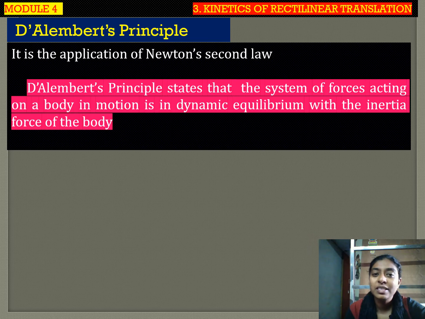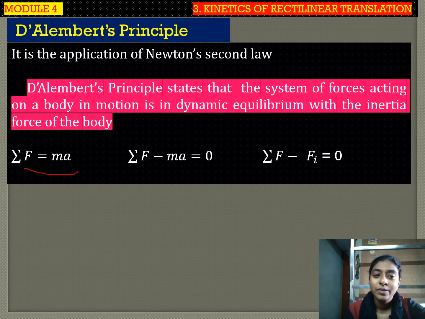So, the system of forces acting on a body in motion, that is, we know how to draw the free body diagram and what forces will be acting on the body. We know all the external forces. When a body is in motion, what are the external forces that will be acting on the body? The normal force, the frictional force, etc. Now, these forces together are called the system of forces acting on a body in motion. And if these forces are in dynamic equilibrium, they will be in equilibrium with the inertia force of the body. Inertia force is nothing but mass into acceleration.